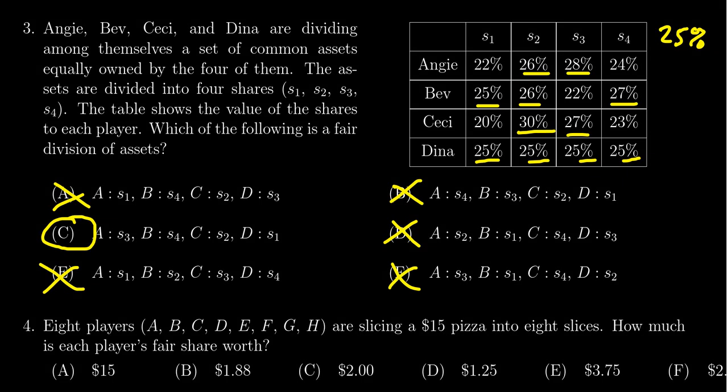And therefore, we see that choice C is the only fair division of the assets based upon the 4 players' value system.